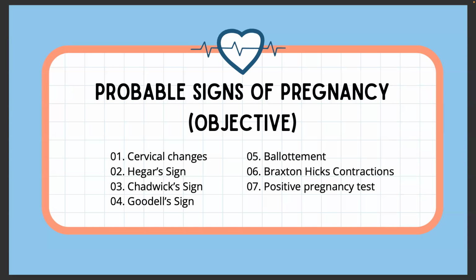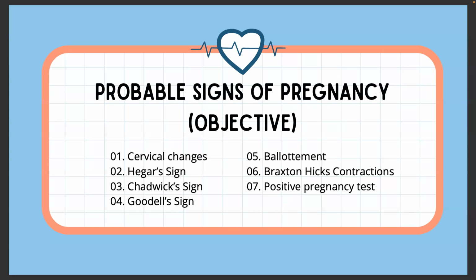Chadwick sign is the bluish discoloration of the cervix and the vaginal walls. It is not a true sign either because any increase in pelvic blood flow, like a bad infection or pelvic tumors, and sometimes even rigorous intercourse or non-consented intercourse can cause similar discoloration.